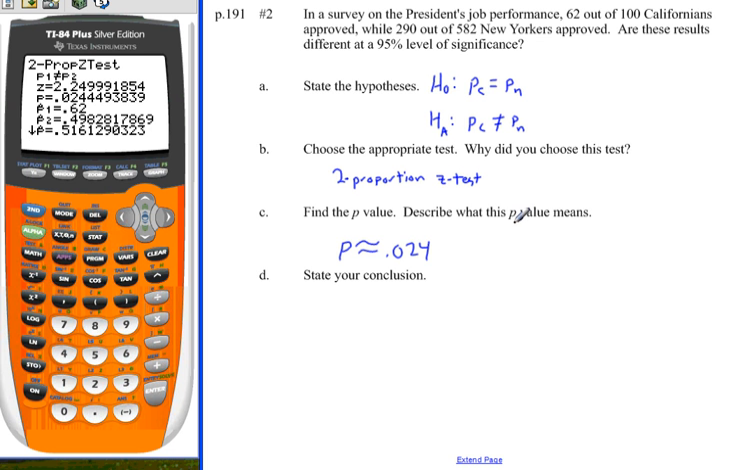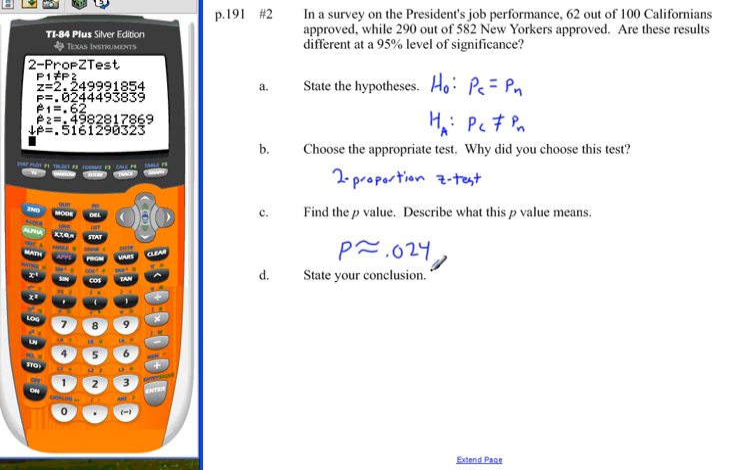What does this mean? Well, p is a probability. So this is like saying the probability that the proportion of all Californians and New Yorkers is the same is only about 2%. It's like saying if we were to select samples of 100 Californians and 582 New Yorkers, if those groups were the same, the chance of these percentages happening is very, very small, only about 2%.